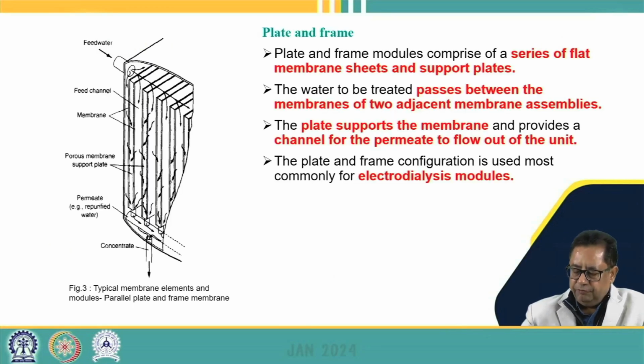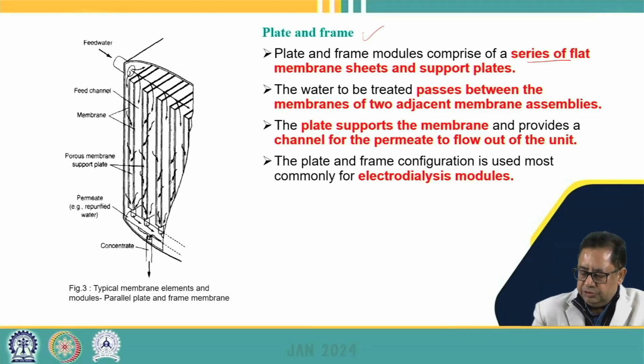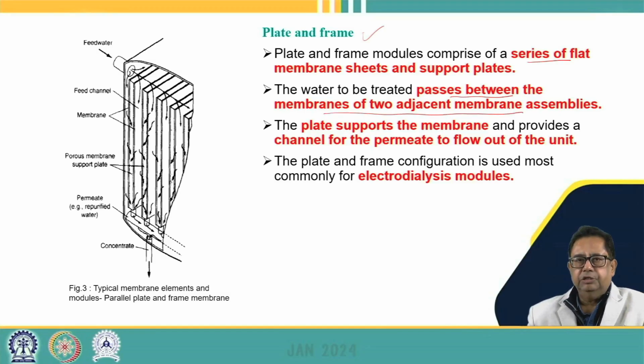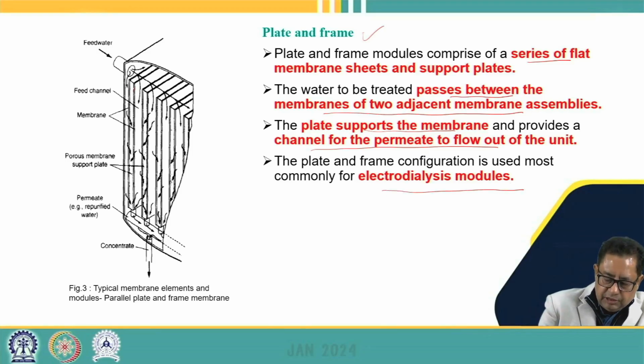Similarly, we can have plate and frame structures, where plate and frame membrane means we have a series of flat membrane sheets wound on support plates. The water to be treated passes between the membranes of two adjacent membrane assemblies, and the plate supports the membrane and provides a channel so that the permeate may flow out of the unit. These are generally used in electrodialysis modules. The sheets you see here are the flat plate frame, or the flat sheets.